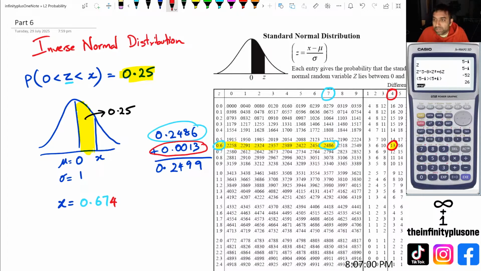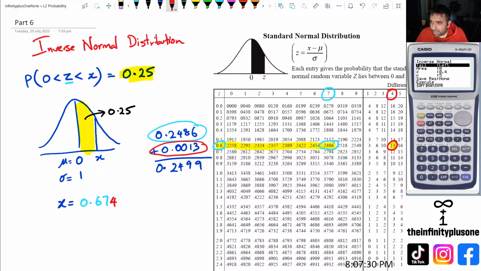Now, if we were to do this in the graphics calculator, and yes, you are allowed to use the graphics calculator in the exams, what we're going to do is go into menu, and then stat mode. That's right, stat mode. And we're going to go to distributions, normal. But this time, instead of NCD, which is what we've always been using, we're going to click on inverse N.